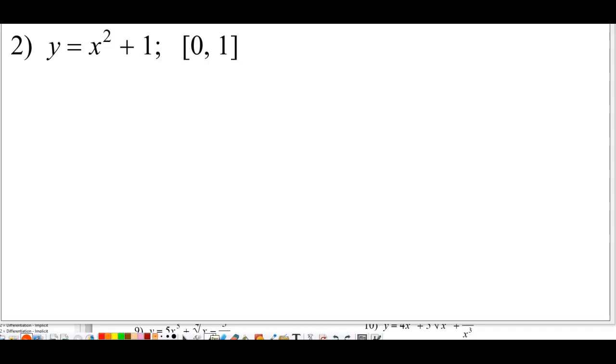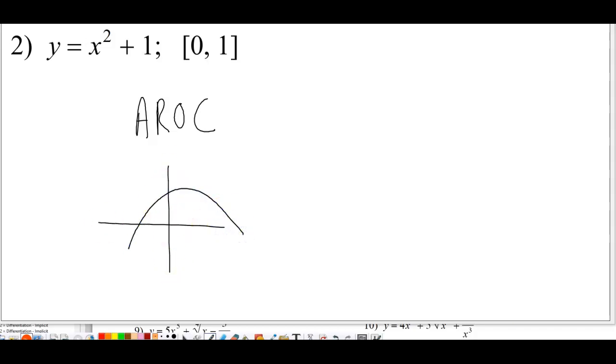All right, so number 2, the problem is asking us to find the average rate of change. And if you forgot what that is, you don't have to draw this, but I'm going to draw a graph really quick. Imagine there's a curve, okay? The average rate of change from this point to this point can be found by finding the slope of that line, which is called a secant line. So our goal is to find the slope of the secant line between 2 points.